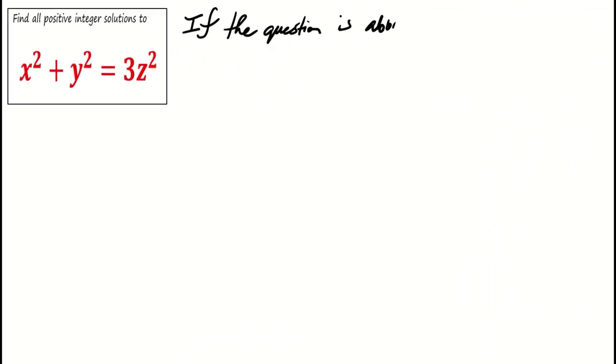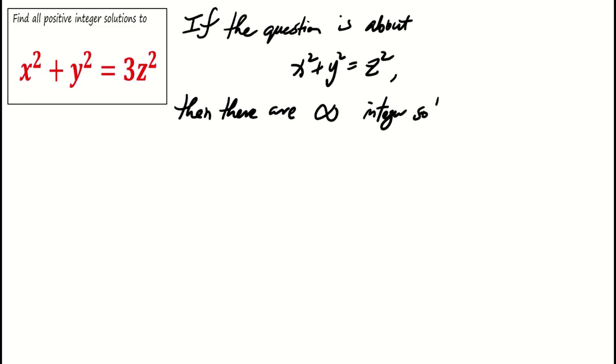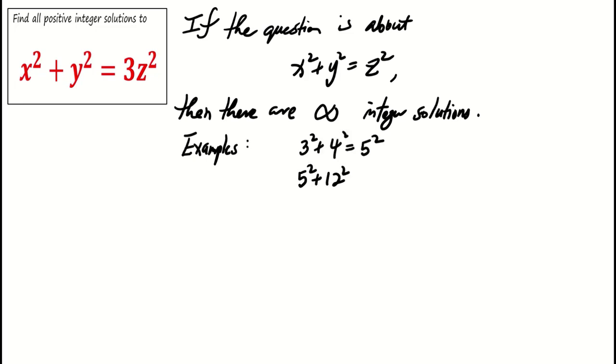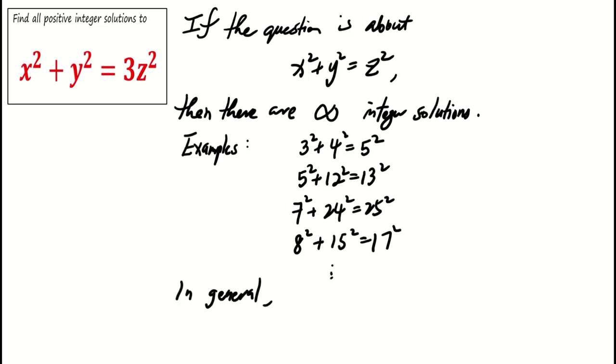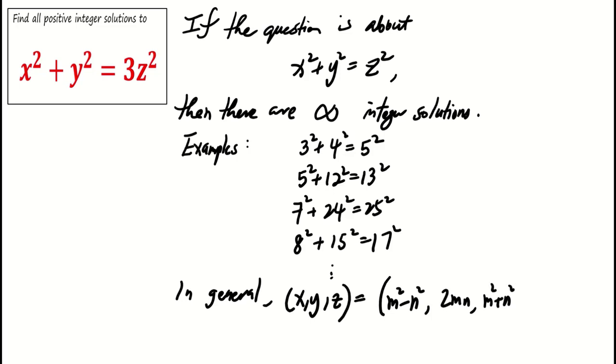If the equation were x squared plus y squared equals z squared, it would relate to Pythagorean triplets, indicating infinitely many integer solutions. For example, 3 squared plus 4 squared equals 5 squared, 5 squared plus 12 squared equals 13 squared, 7 squared plus 24 squared equals 25 squared, 8 squared plus 15 squared equals 17 squared, and so on. In general, the solution x, y, z can be represented as m squared minus n squared, 2mn, m squared plus n squared for positive integers m and n.